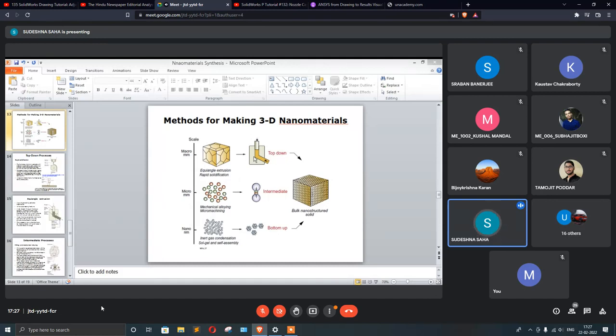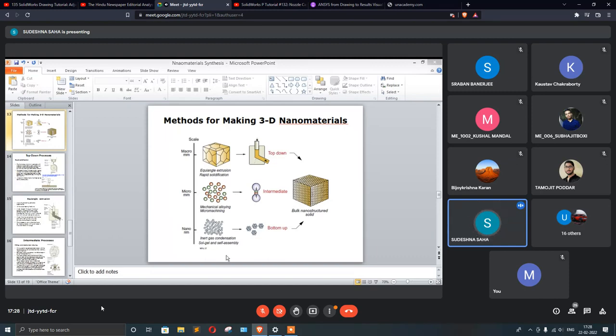Then there are intermediate processes where you do have mechanical alloying or micro machining in order to create the bulk nanostructured materials from micro range. Then you do have the bottom-up approach where you are basically using the molecules for atom by atom deposition or atom by atom creation in order to go for the cluster, and then you go for the bulk nanostructured solids.